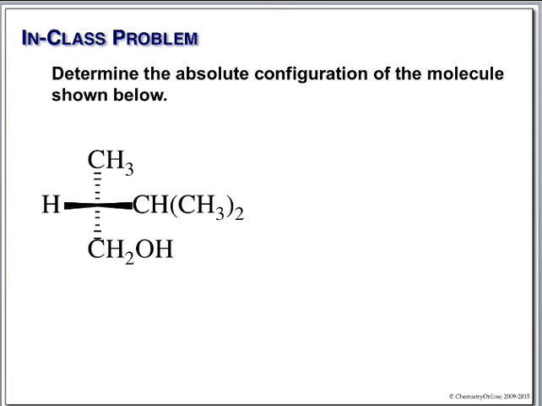Now in my bow tie, I have the hydrogen coming towards us. Our priorities. Our lowest is going to be our hydrogen. Here we have an oxygen, and here we have 2 carbons and 3 hydrogens.